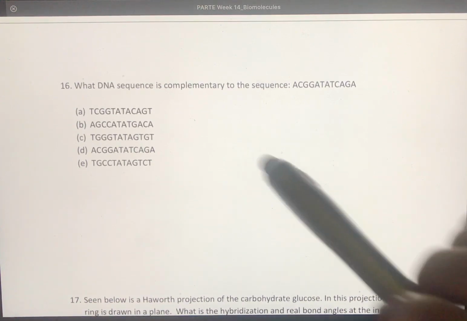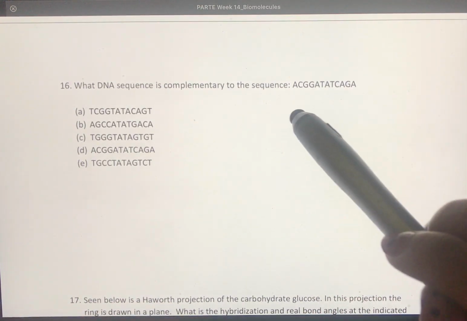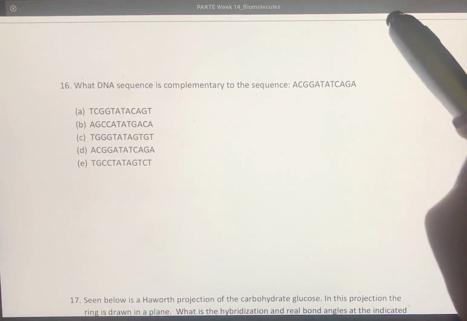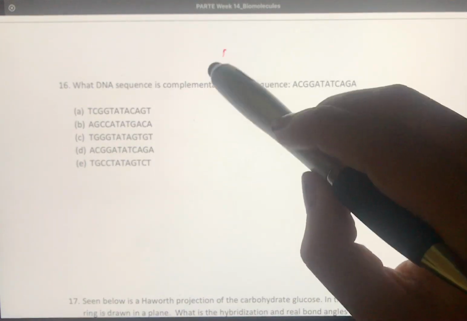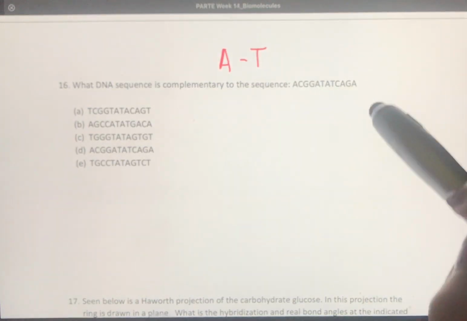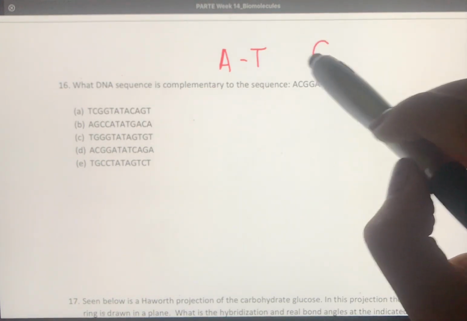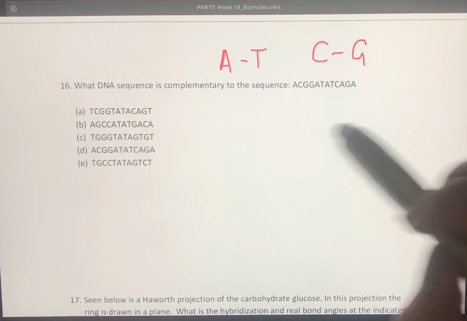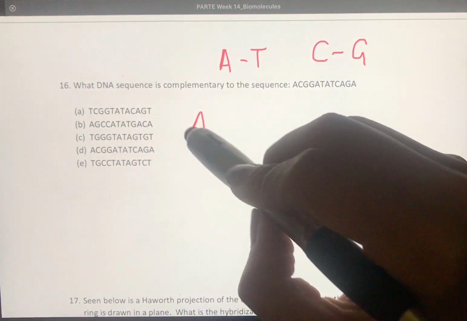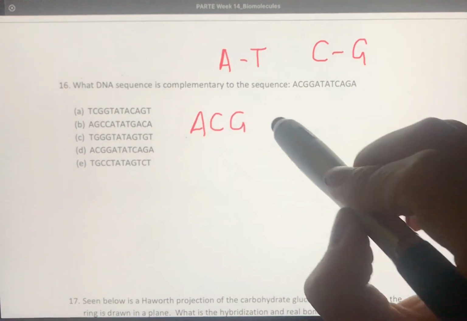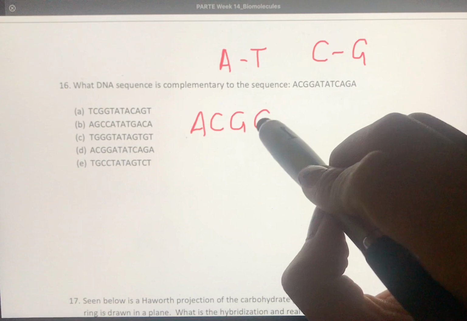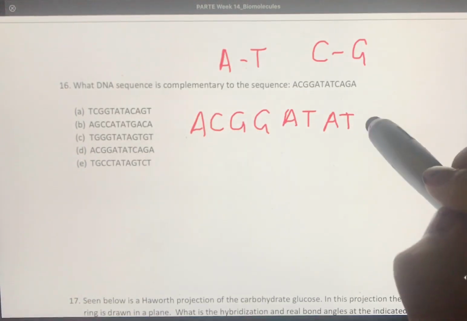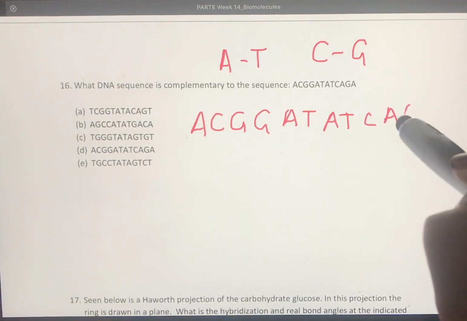Okay, so what DNA sequence is complementary to the sequence shown here? So if we remember our base pairing rules, A goes with T and C goes with G. So I'm going to draw this bigger so that we can pair it. So it's going to be ACG, GAT, AT, CAGA.